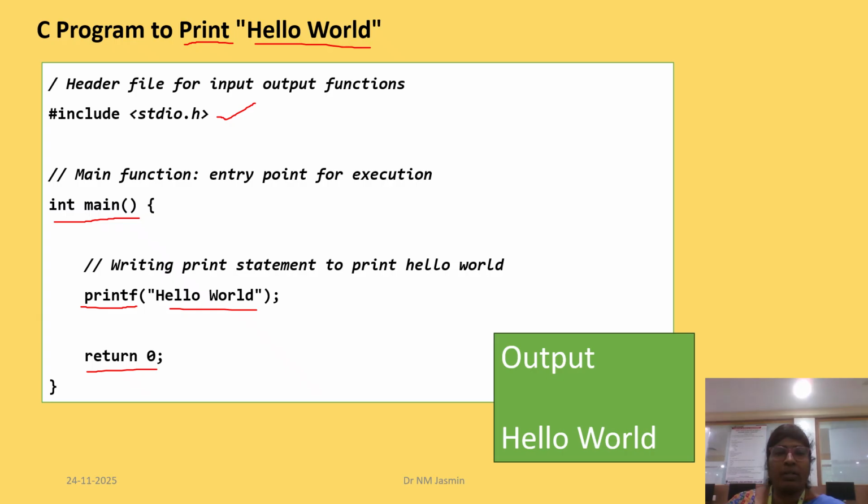Whatever in the printf you have given in the double quotes, after compiling and running the C program, you will get the output in the console like this. The output you will get as it is, whatever we have in the double quotes, the same you will get as output.